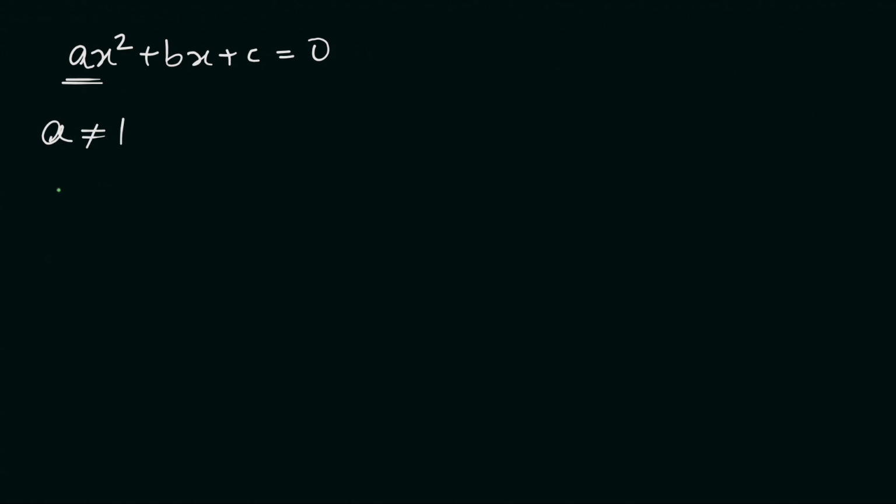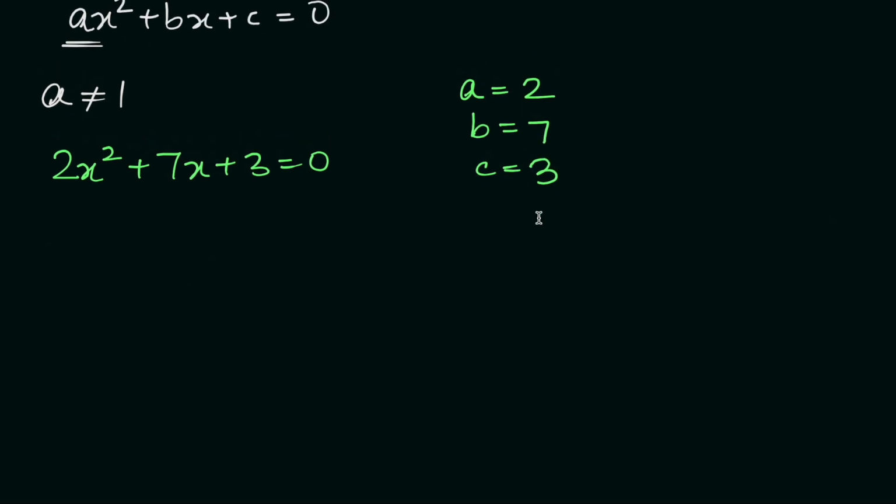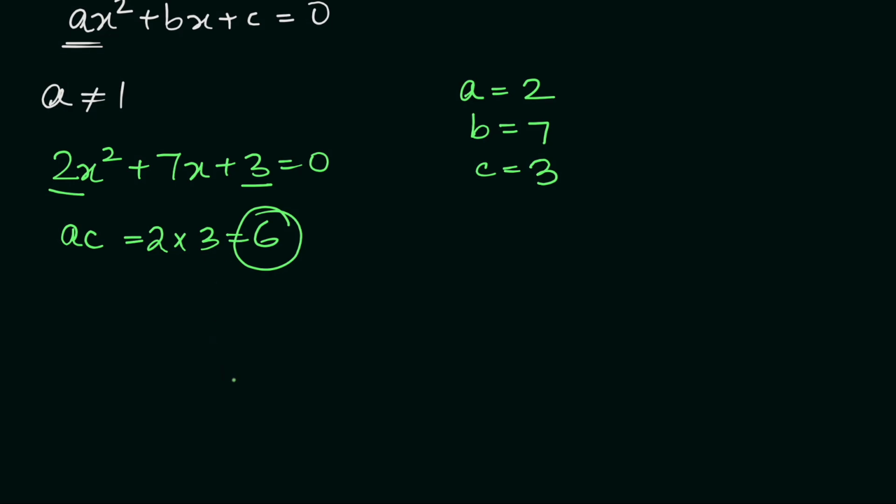So let's take the example of 2x square plus 7x plus 3 is equal to 0. We know that our a is equal to 2, b is equal to 7, and c is equal to 3, correct? Our ac, which is 2 into 3, is equal to 6. Now we want two factors of 6, which when multiplied will give us 6, but when added will give us 7. Now quite intuitively, the answer to that is 6 and 1. We know 6 into 1 is equal to 6, and 6 plus 1 is equal to 7.